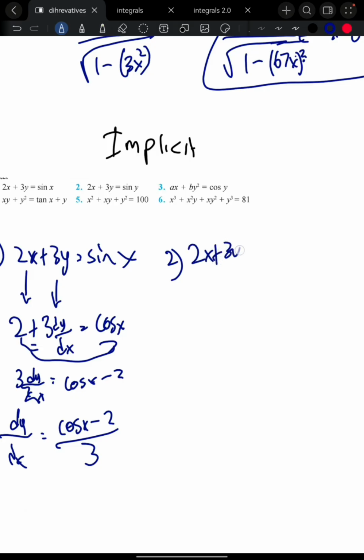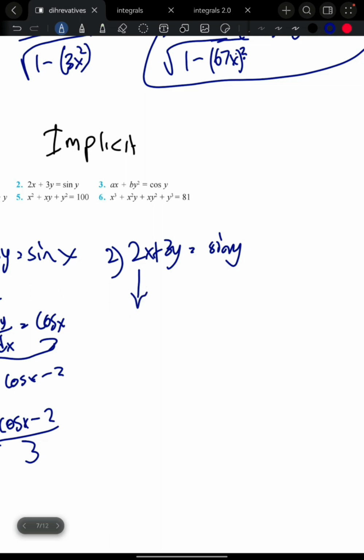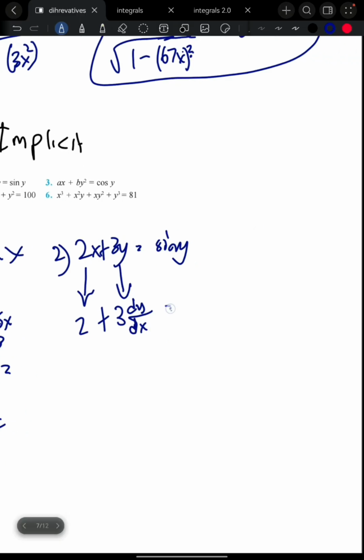2x plus 3y is equal to sine y. So the derivative of 2x is just 2. Derivative of 3y is 3 times the derivative of y, which is dy by dx. Derivative of sine y is cosine y, right? But don't forget chain rule, you gotta multiply by the derivative of the inside, so it's gonna be times dy by dx.